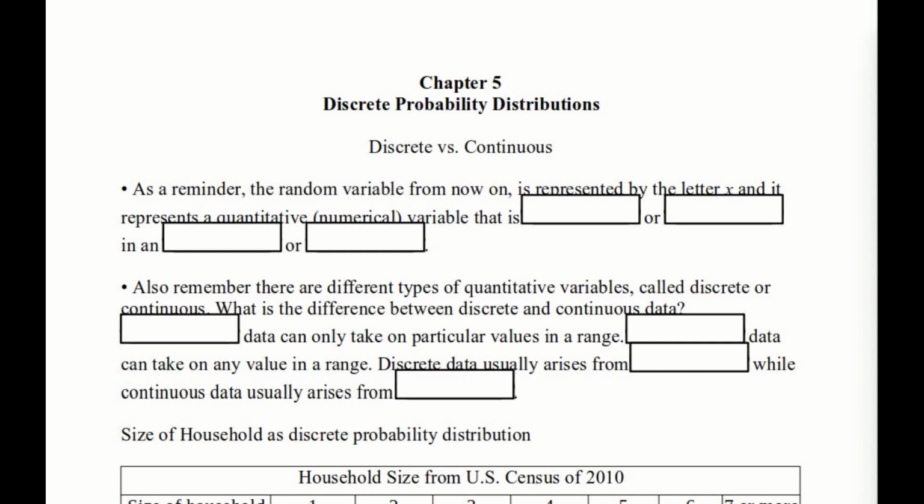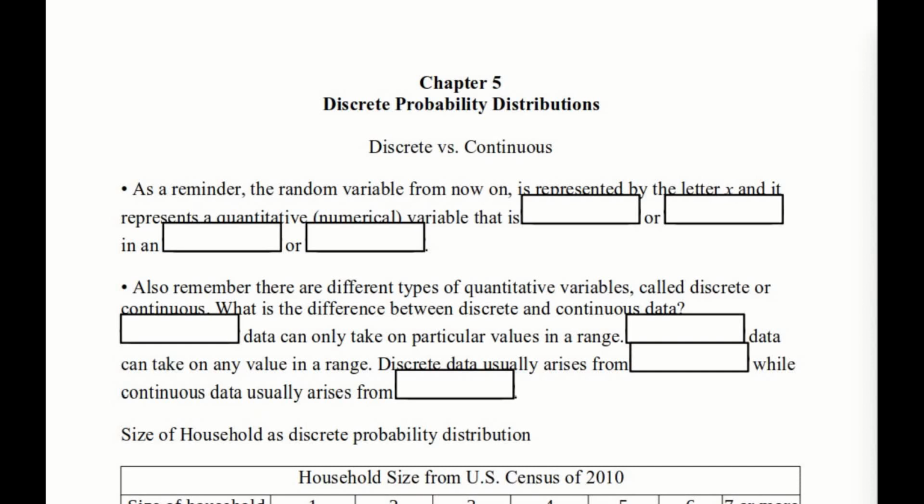Okay, welcome to Chapter 5. We're dealing with probability. We're dealing with discrete probability distributions. The end of the chapter will be our introduction to binomial probability distributions. They're also discrete, but they're of a particular kind that comes from a fixed probability.